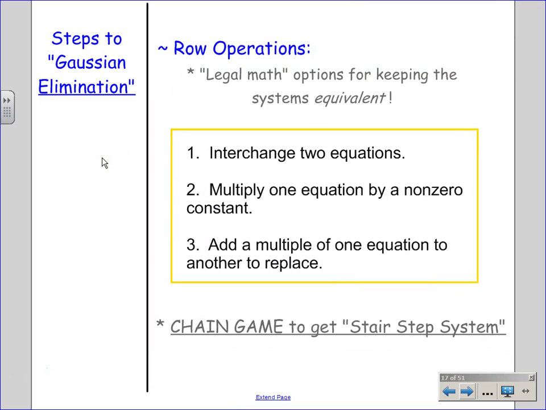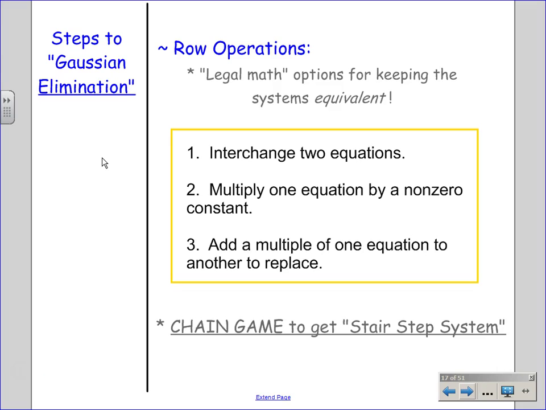Row operations. If you were to go into your calculator, into the matrices and the matrix math menu, you would see different things having to do with row swap, R1 plus R2, row addition, row subtraction, row multiplication. You would see a lot of different things with the word row. Matrices work by rows. Rows include equations.